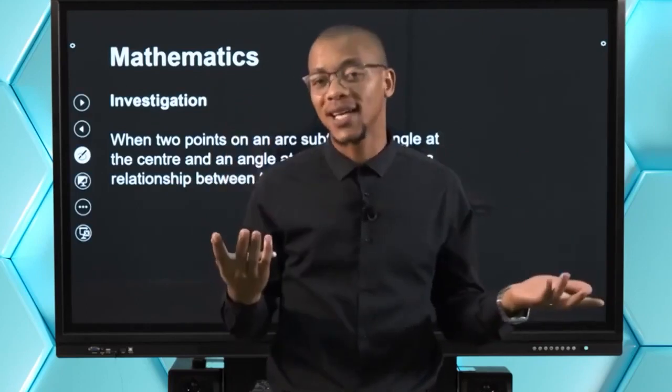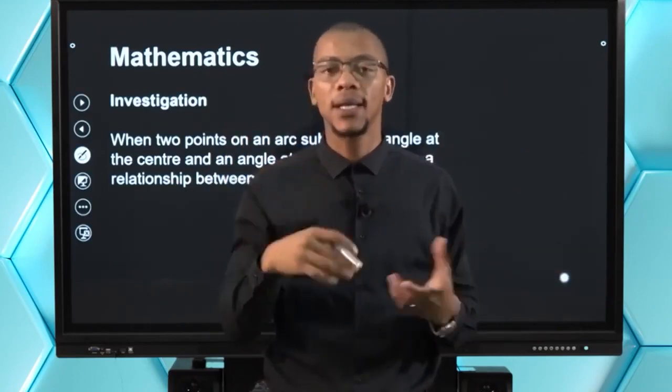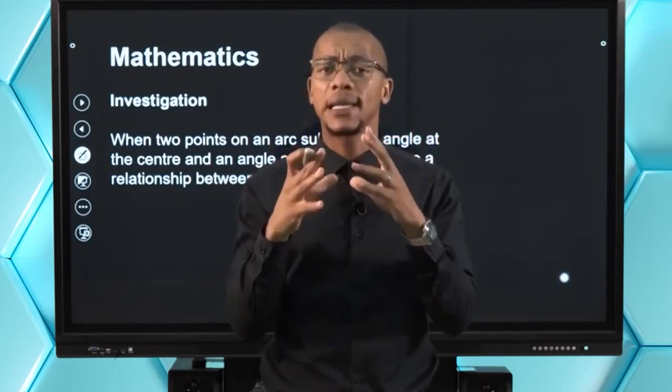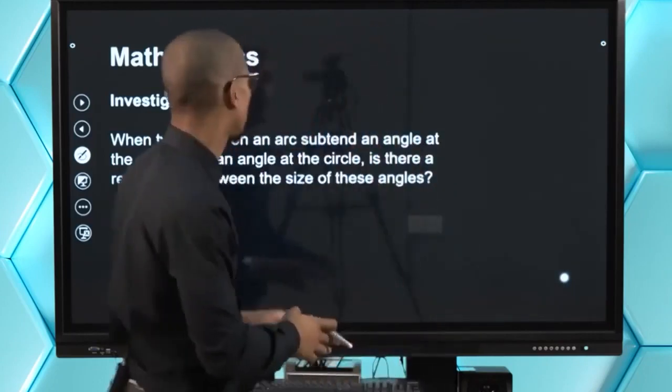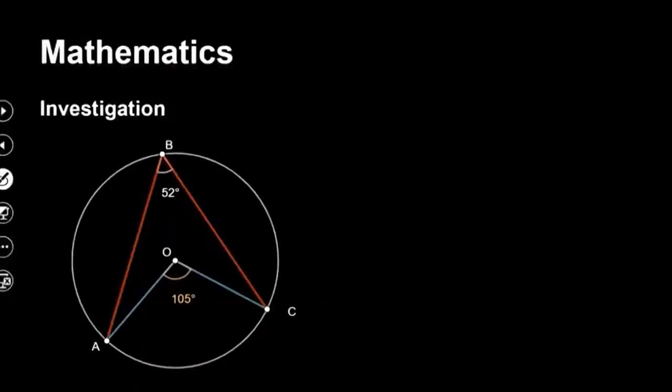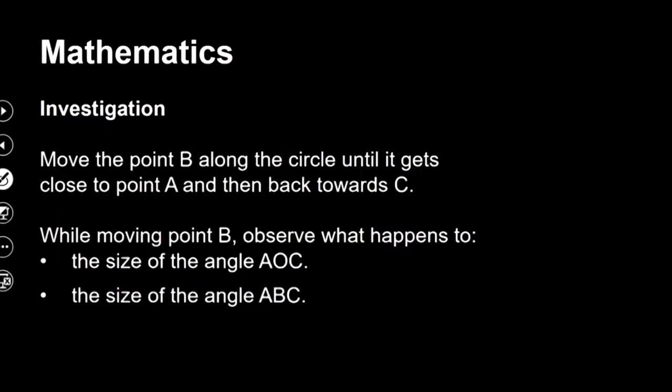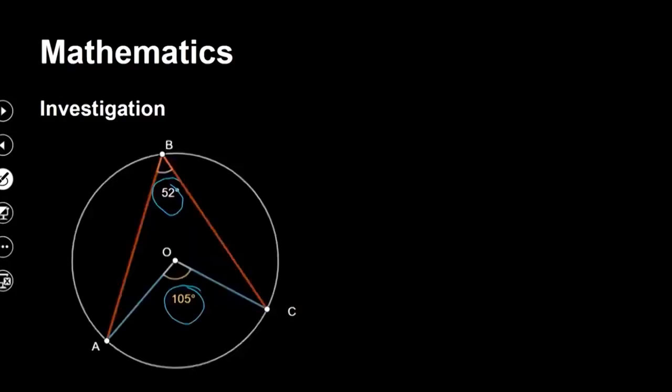And remember, we're going to be using an investigation. I'm going to be showing it with my pen, but you can try and find this at a later stage and move it as the instructions are going to be saying to you to try and do that. Now, you can see that here, if this angle is 105 and that angle is 52, there is really no relationship between the two at the moment. You will then move the point B along the circle until it gets closer to point A and then back towards C, right? While moving this, I want you to pay attention to AOC and ABC. AOC will be this angle here, and ABC will be that angle there.